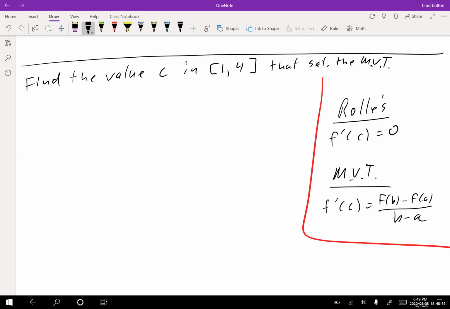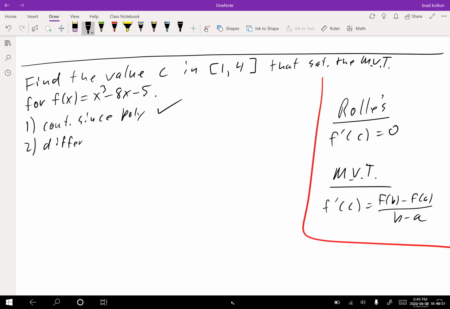Okay, so let's find the following C in 1,4 that satisfy the MVT, the mean value theorem, for f of x equals x cubed minus 8x minus 5. Or explain why the C doesn't exist. Well, first of all, we know step 1, continuous since it's a polynomial. Check. 2, differentiable. Why? Check. So we have our criteria satisfied.